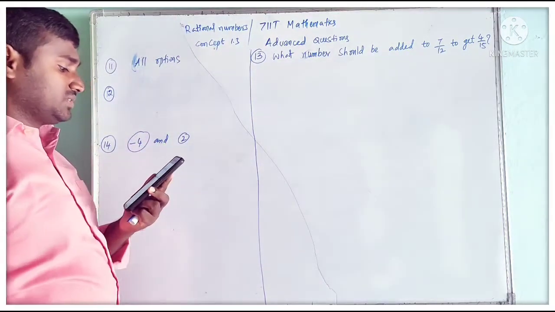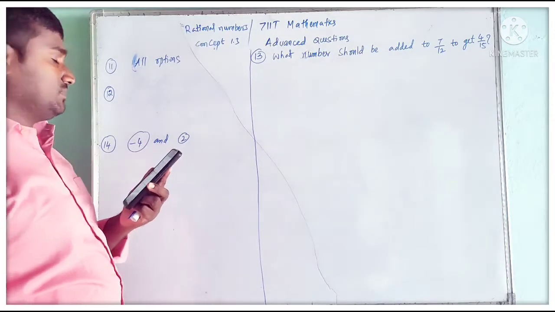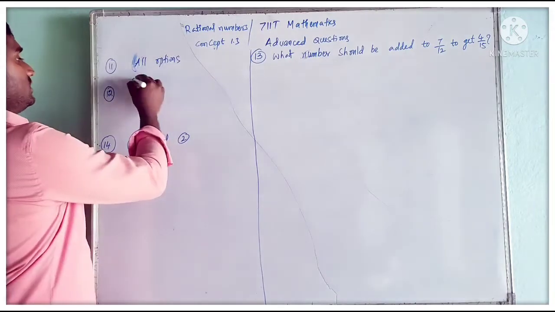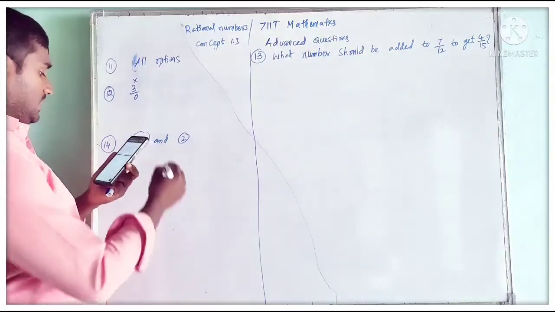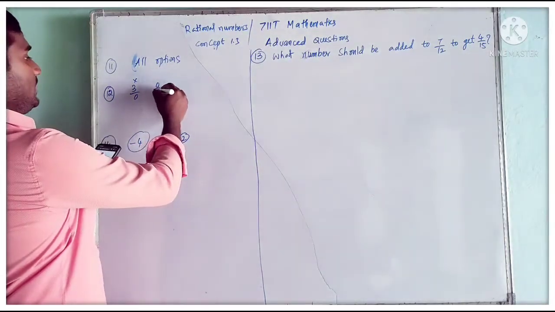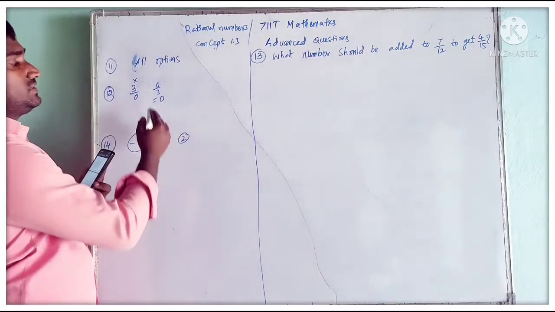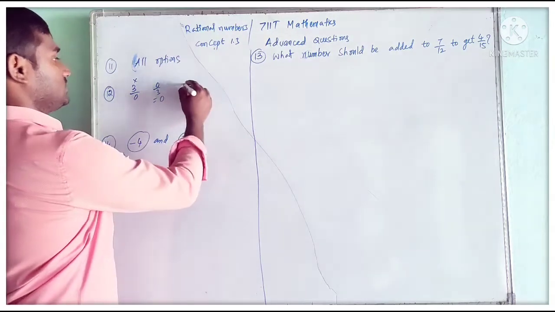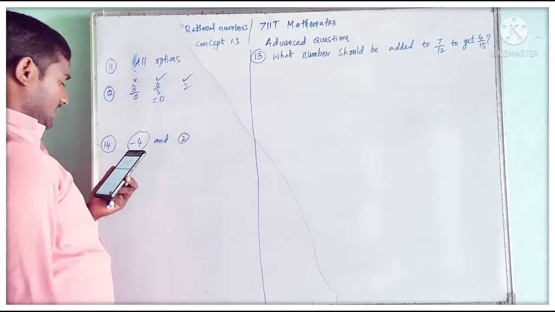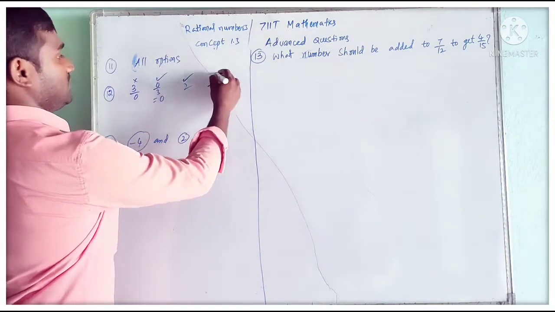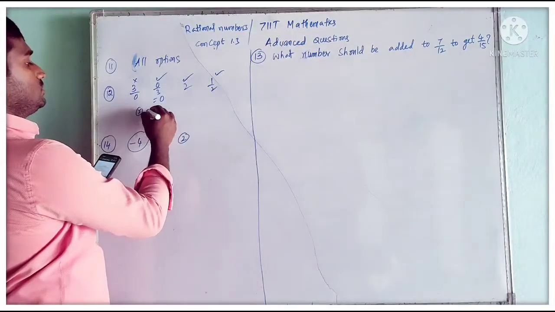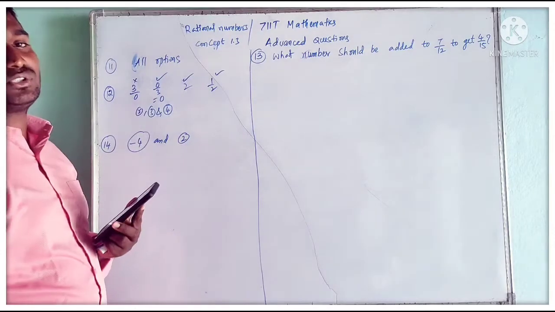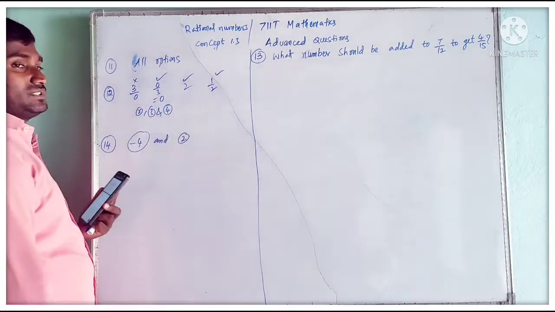12th question: which of the following is a rational number? Option 1, 3 by 0, cannot be defined, so it is not a rational number. Next, 0 by 3 equals 0, and 0 is a rational number. 2 is also a rational number. And 1 by 2 is also a rational number. So options 2, 3 and 4 are the correct options.